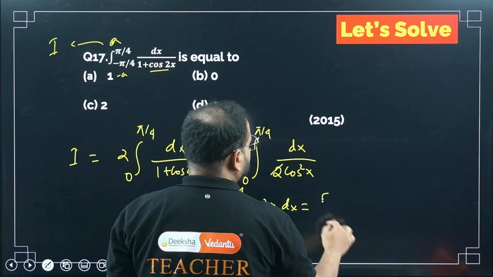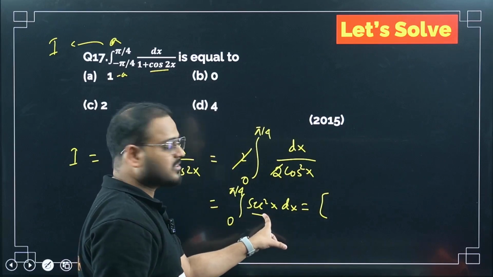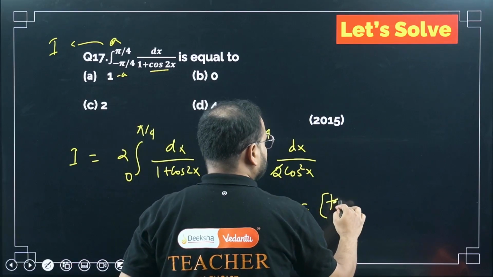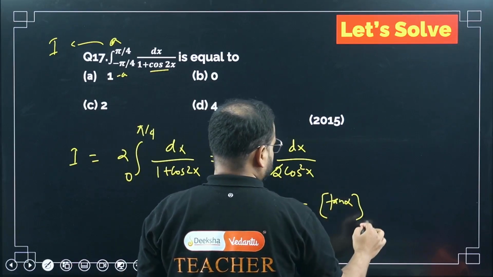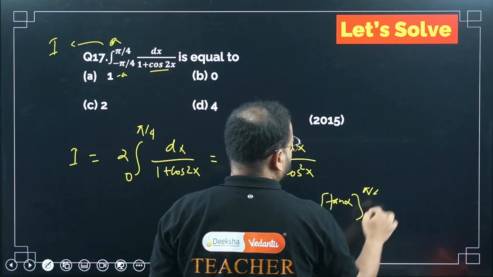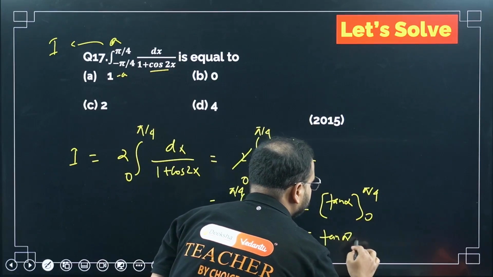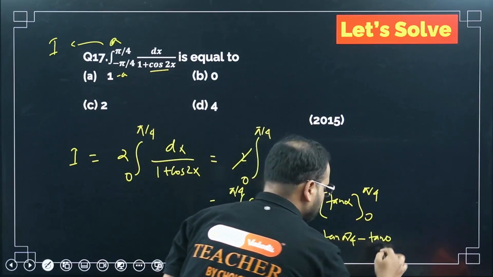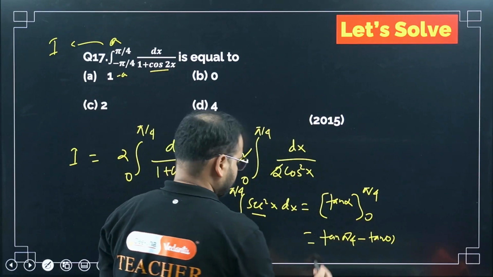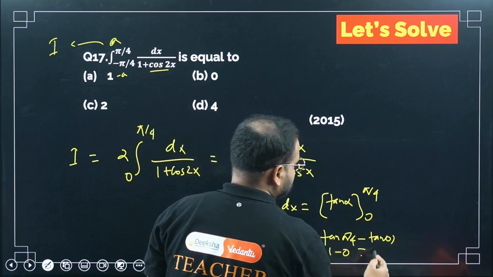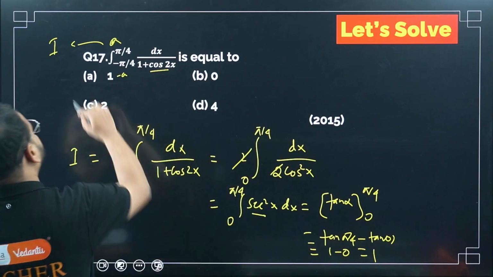How much is this simply? Sir, tan x. Sec square integration is tan x, sir. So, tan x from 0 to pi by 4. So, the upper limit will be what? Tan pi by 4 minus tan 0. How much is this? 1 minus 0, how much is that? Simply 1. Option number A.